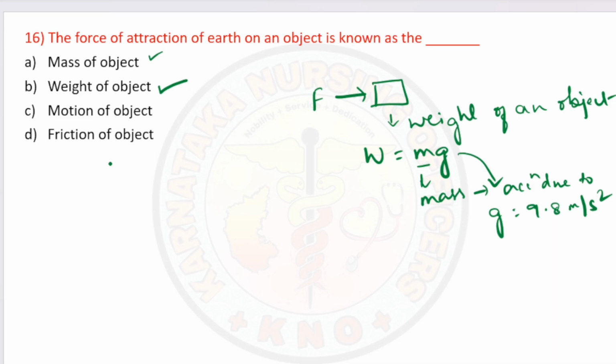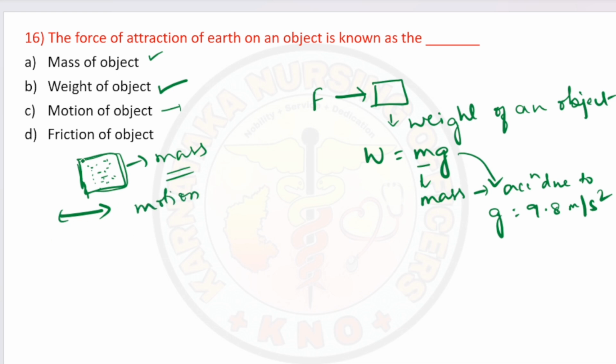And what is the mass of an object? Mass is nothing but, if you consider any object, the number of particles or atoms present in that object. The amount of particles or atoms in an object is called the mass of an object. And what is motion of an object? Motion is nothing but the change in the position of an object. And what is friction of an object? Friction is the opposition offered by an object.